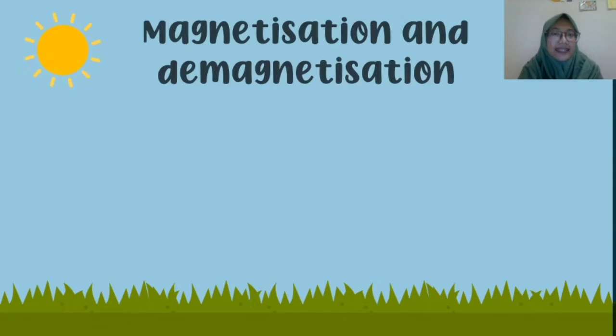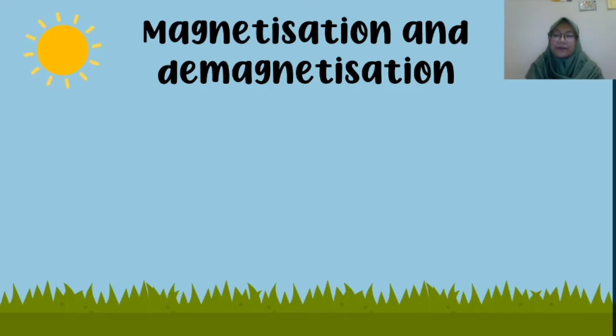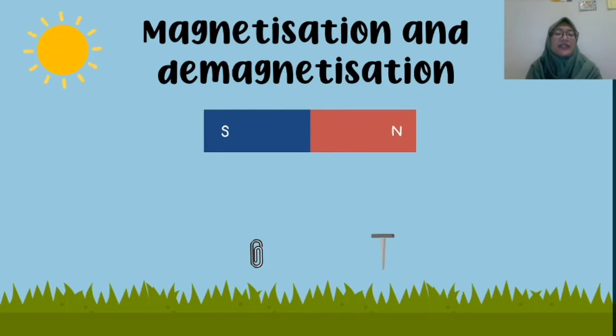And then next, magnetization and demagnetization. So here, this is the simulation of the magnetization process. One of the simplest examples of magnetization is bringing the material that you want to make a magnet near an actual magnet. In this picture or simulation, I have two different kinds of material. The first one is a nail, and the second one is a paperclip. The nail is made from iron, while the paperclip is made from steel.